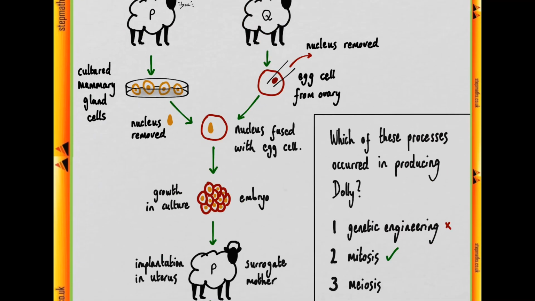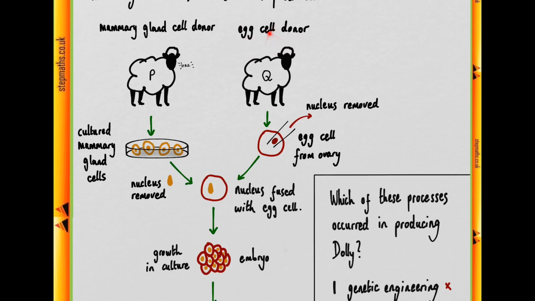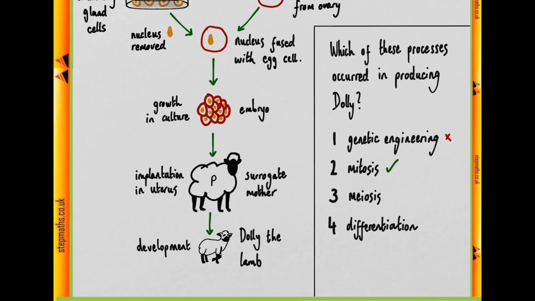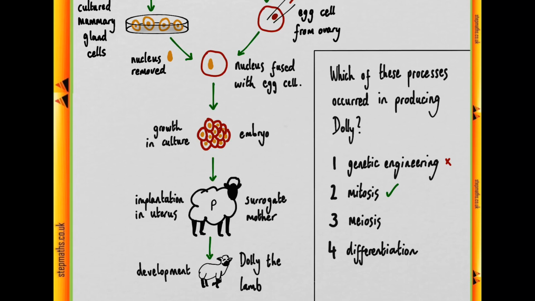Meiosis. Now meiosis can be found in this diagram in that we have an egg cell donor who produced this egg cell that we then used for the rest of the cloning process. So this step here, in which we go from our egg cell donor to getting an egg cell, involves meiosis, because meiosis produces all gametes, including ova.